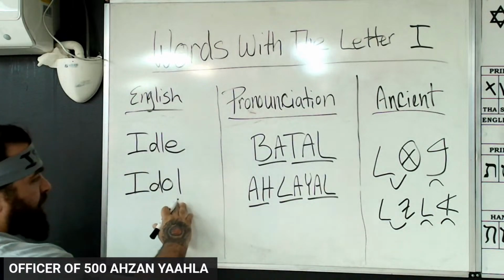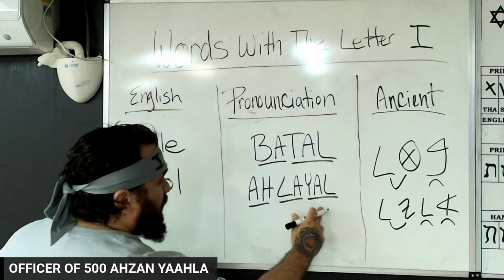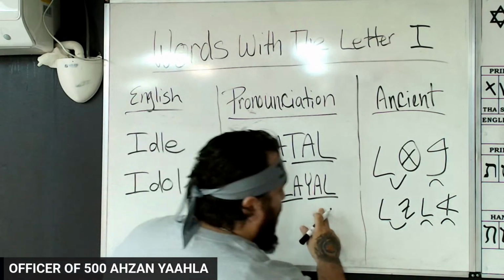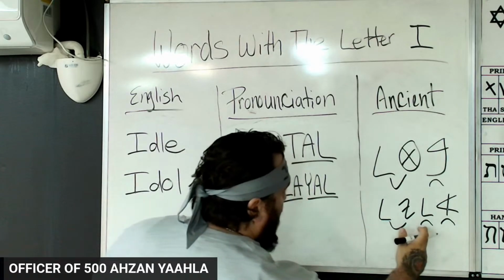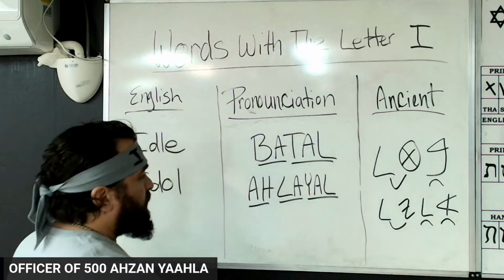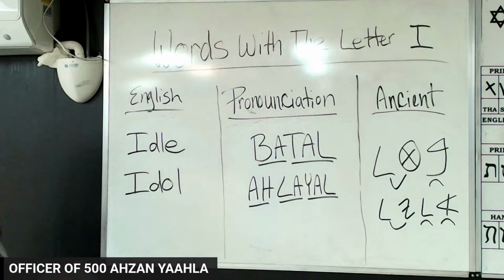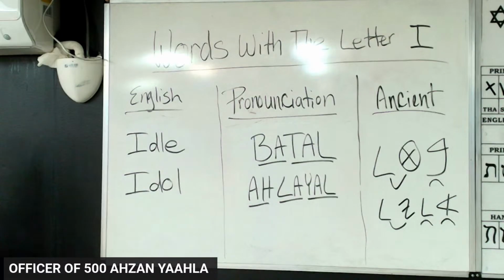Idol in English, alaya is how you pronounce it, and then how you write it, alayal. I hope everybody understands. I'm making that as simple as I could.